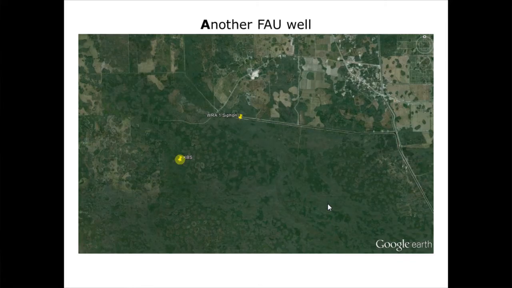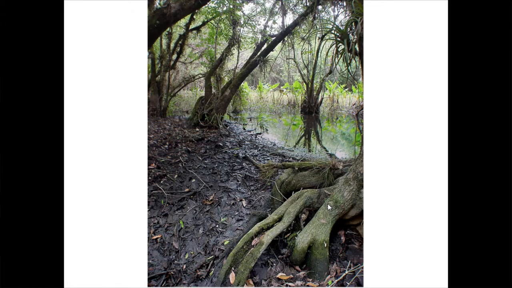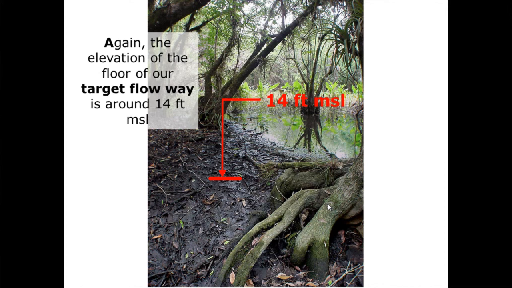Then we went down to the second FAU well, and again, Diane was able to dead reckon to it. That was at 10 feet above sea level. That means Elizabeth is standing at 12.5 feet above sea level. That means that the main part of this flowway, which was dry when we were out there, is about 14 feet above sea level. So again, our elevation on our target flowway is around 14, just for argument's sake.